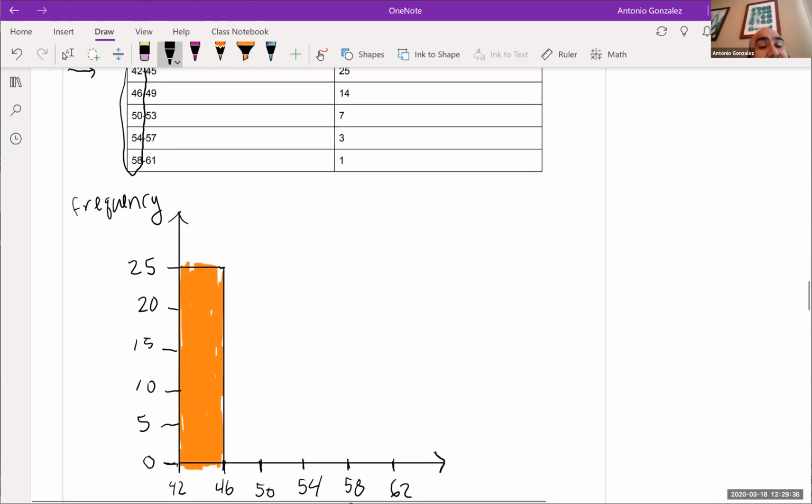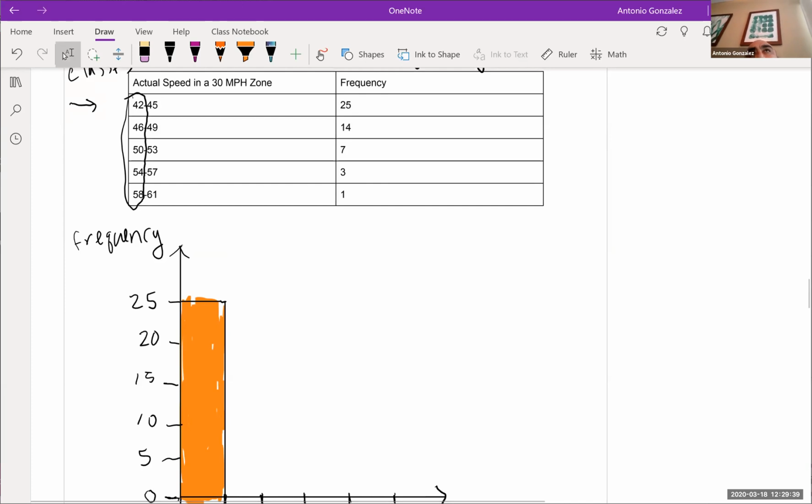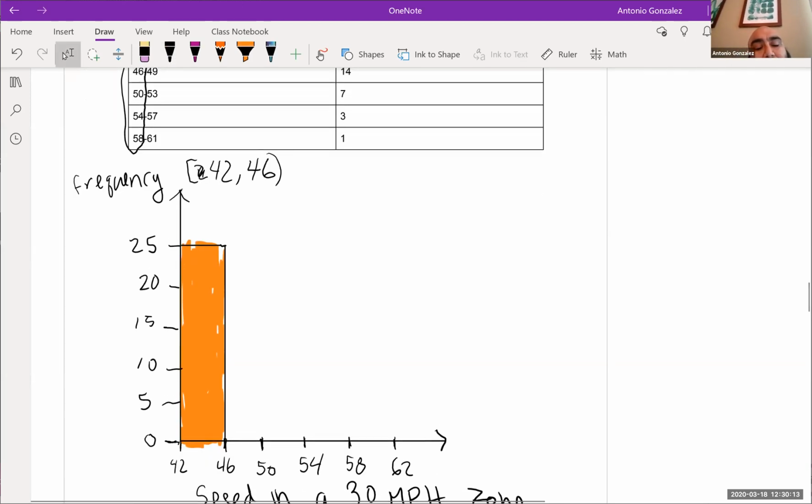One thing to realize here is the way we interpret these classes or intervals: we start at 42, and we go all the way up to, but not including, 46. Are we exceeding it? Well, miles per hour is usually measured as whole numbers. We never say, "Oh, I was going 45.5 miles per hour." So we're implying that we're extending all the way up to 46.